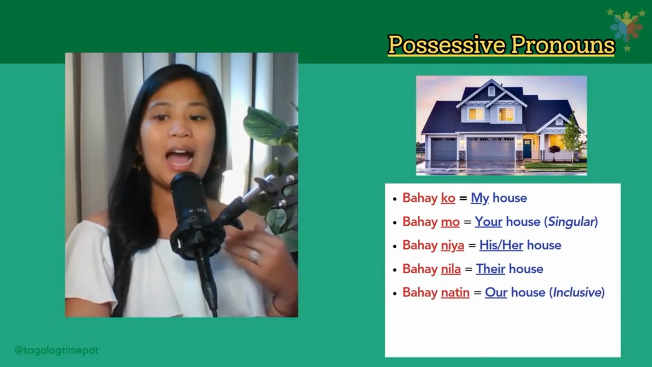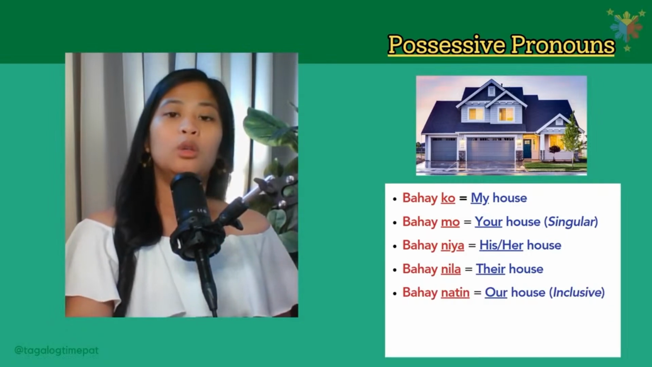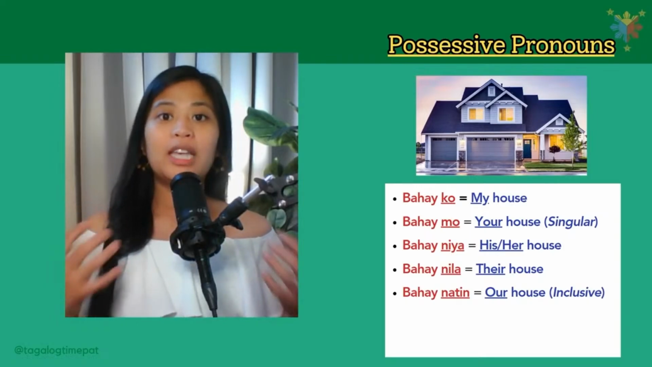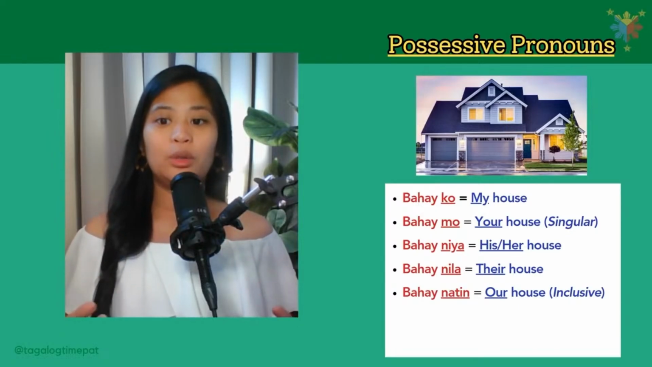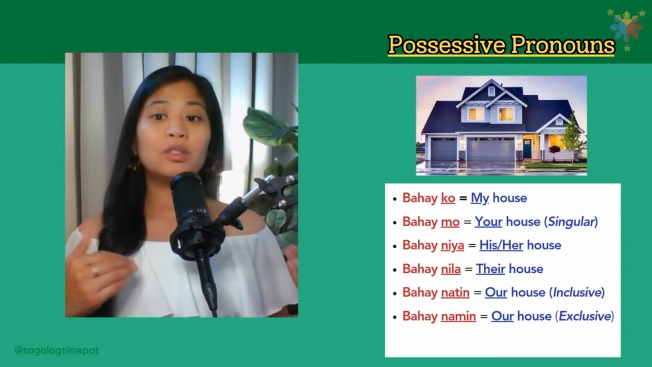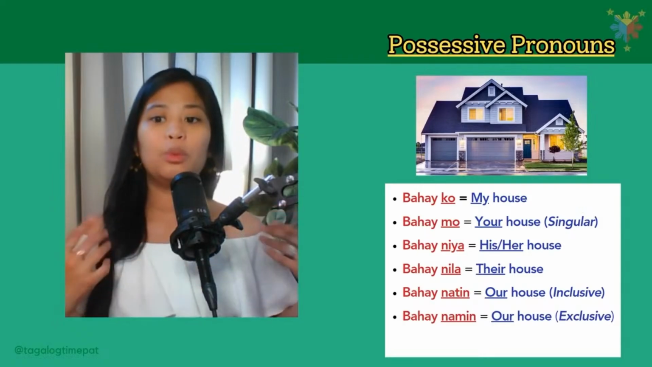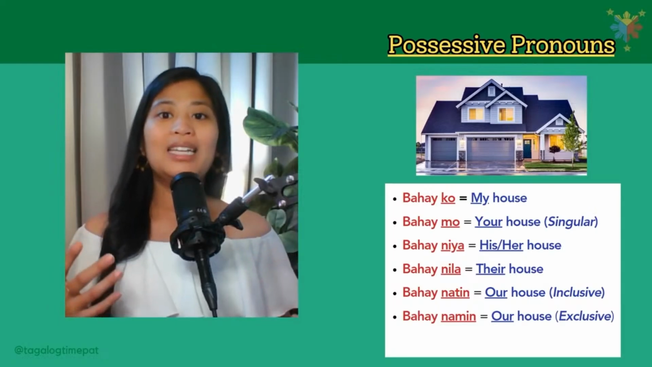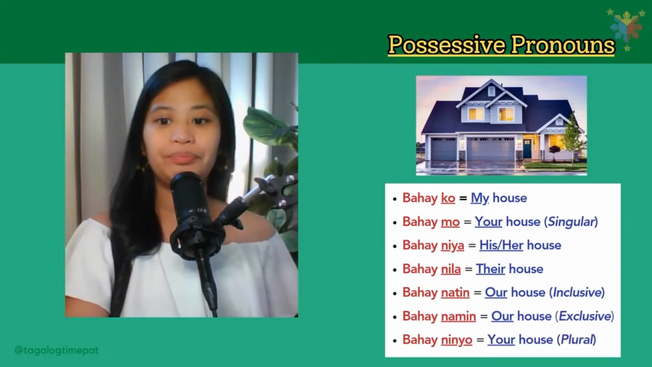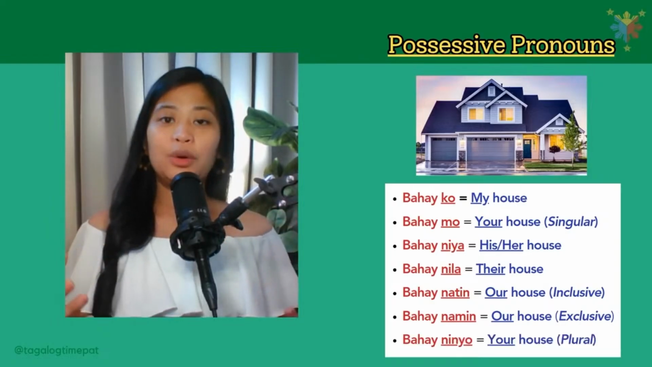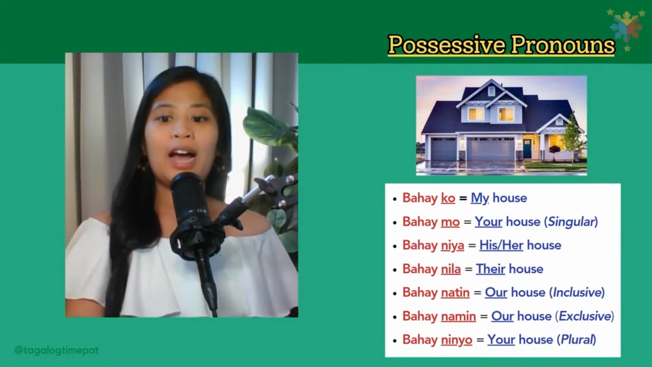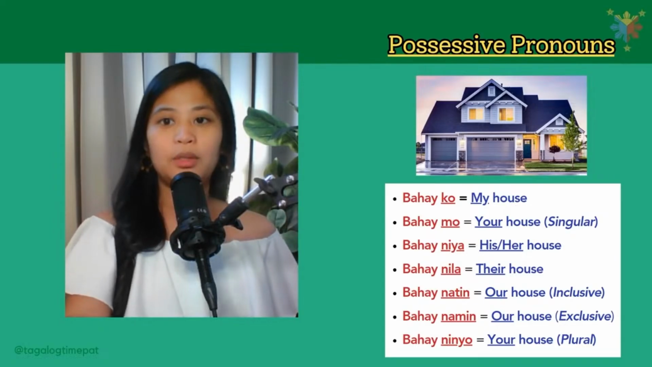Bahay natin, our house, inclusive. So if you and me and the whole class, we all lived in the same house, we could say bahay natin. Everyone is included there. Versus bahay namin means our house, exclusive. So me and my husband Chris, we have our own house. That's bahay namin. You're not included. I'm just telling you about it. So bahay namin. And then bahay ninyo, your house, plural. So you all as a class, you all have a house. That's bahay ninyo, your house.